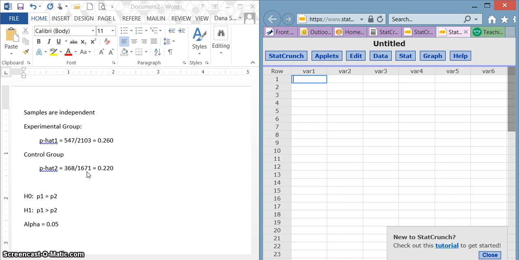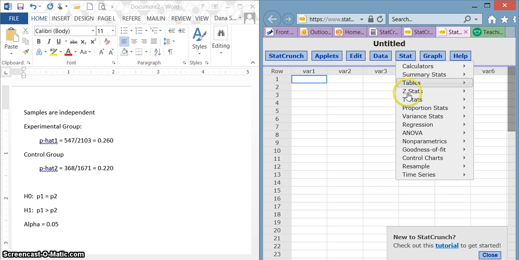And so the question says, is there significant evidence to conclude that the proportion of Nasonex users who experienced headaches as a side effect is greater than the proportion of the control group, using alpha equals 0.05 level of significance? So my null hypothesis all the time is that proportion 1 equals proportion 2. My alternate hypothesis is that proportion 1, the experimental group, is greater than the control group, and our level of significance is 0.05.